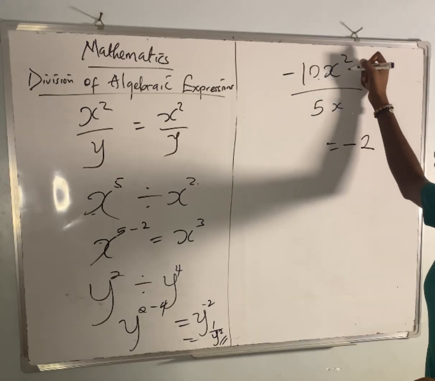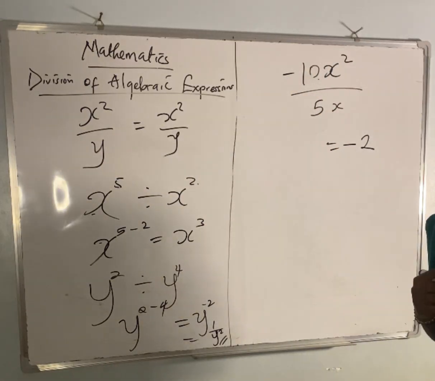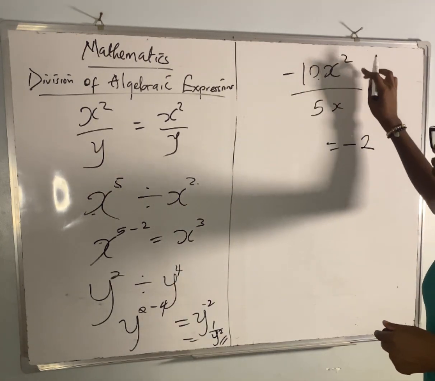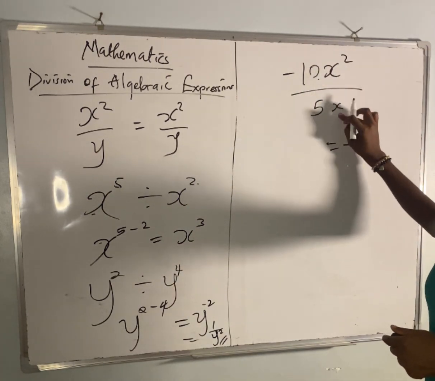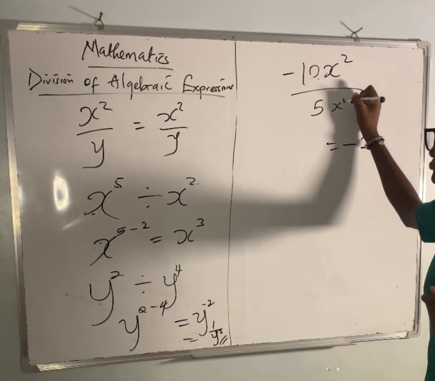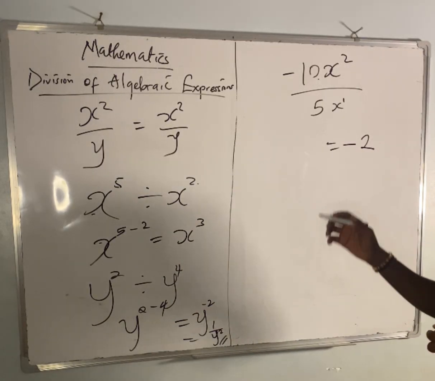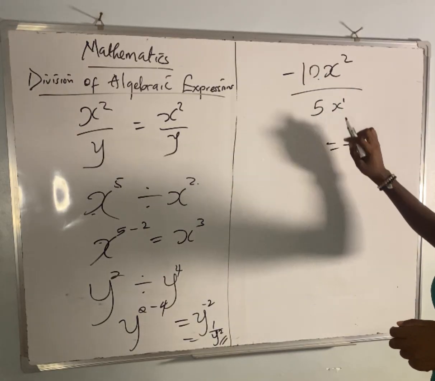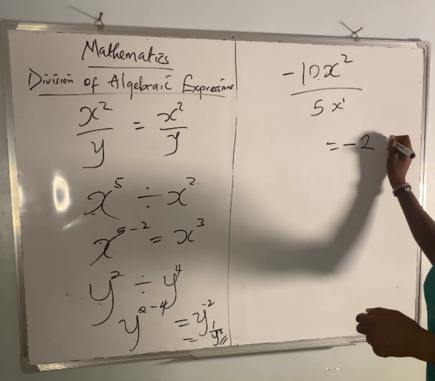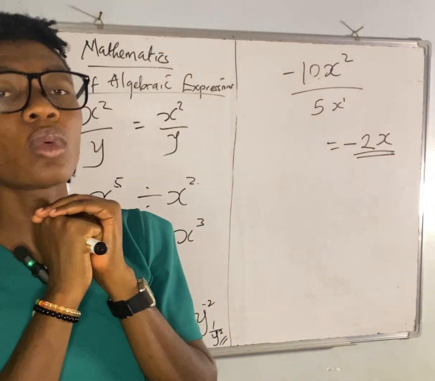And then the power, okay, like I said, when we are dividing terms of the same base, subtract the power. x squared divided by x. Okay, the power here, like I said, whenever you don't see a power, it's 1, raised to power 1. So we are going to subtract the power. We have 2 minus 1 to give you 1, okay? And x raised to power 1 is the same thing as what? x.